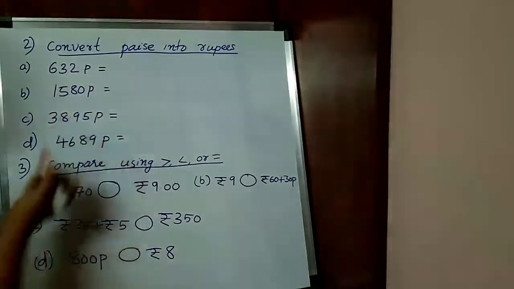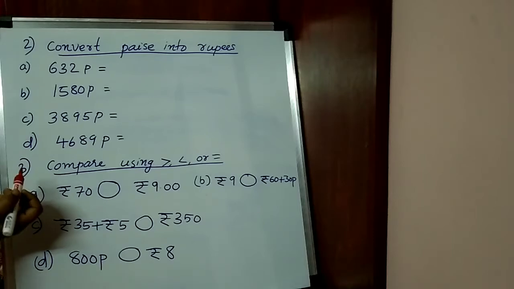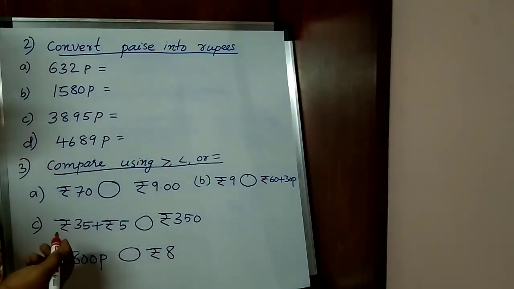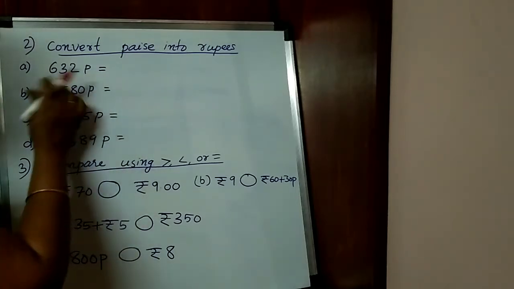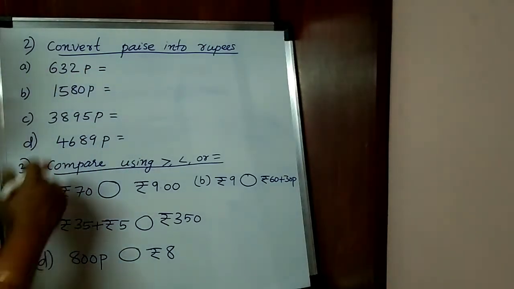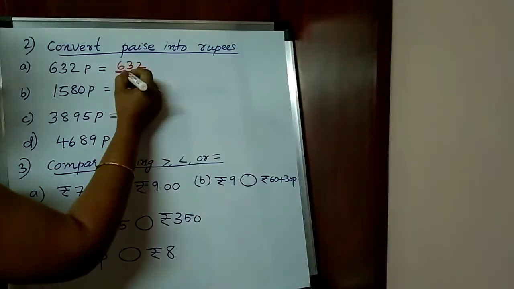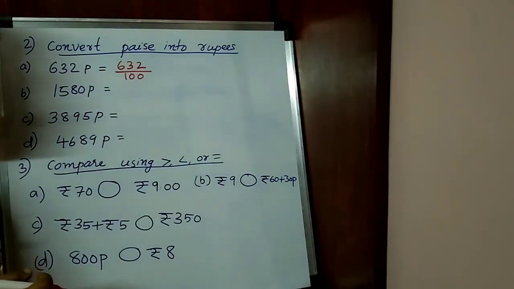Then your second question is convert paise into rupees. Then just opposite of rupees into paise. When we convert rupees into paise, you multiply that number by 100. Here what is the opposite of multiplication? Opposite of multiplication is division. So here paise is given. To convert paise into rupees, you divide this number by 100. This division by 100 is very easy.